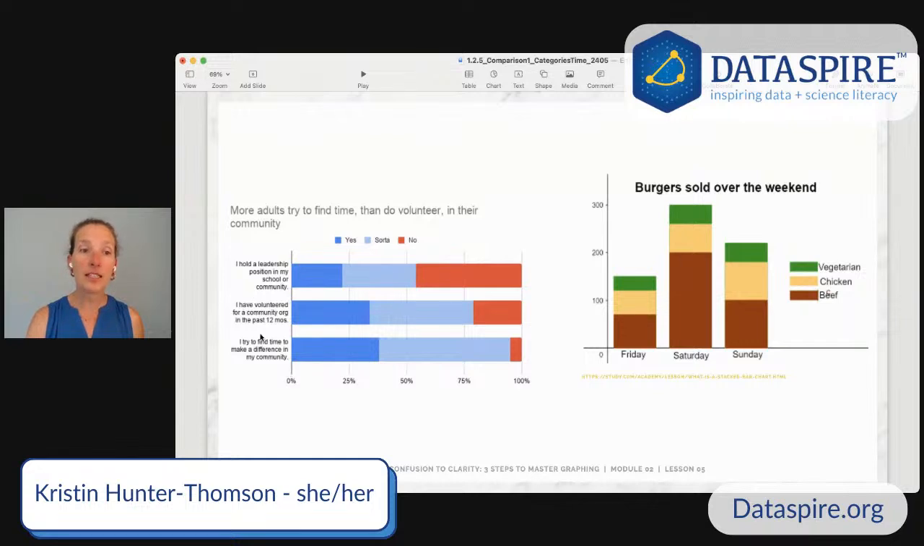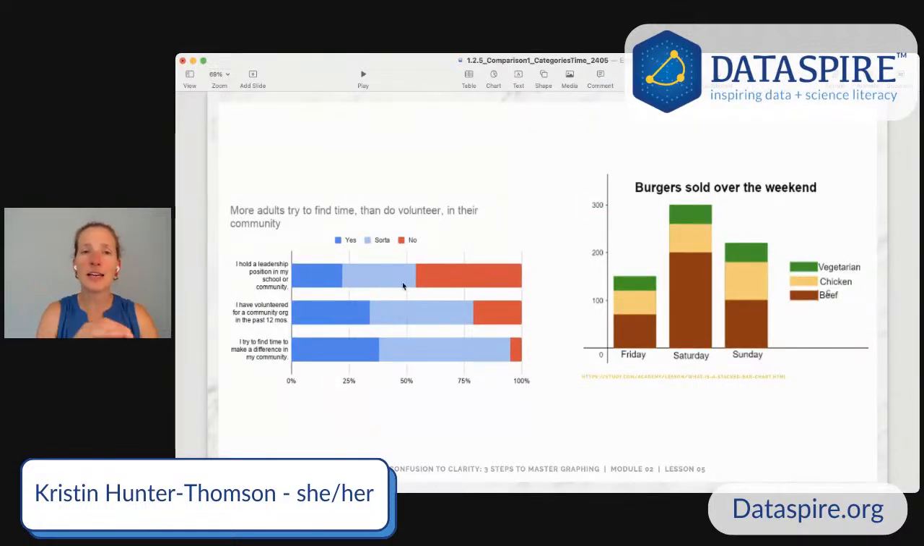We have 3 different questions or options that adults were given that they could respond to: I hold a leadership position in my school, I have volunteered for a community organization, I try to find time to make a difference in my community. So those are 3 options that survey respondents could have responded to. And for each of those options, they could have said yes, sorta, or no. Okay. So then, do we do an individual bar chart for each question and look across bar charts? Yes, that could totally work if we're just interested in the responses for this one type.